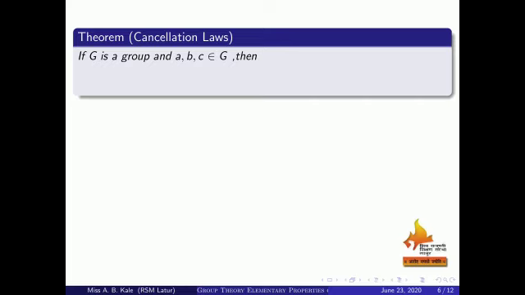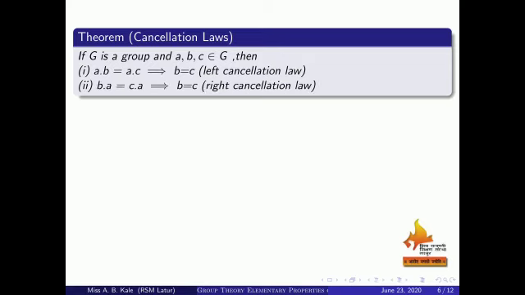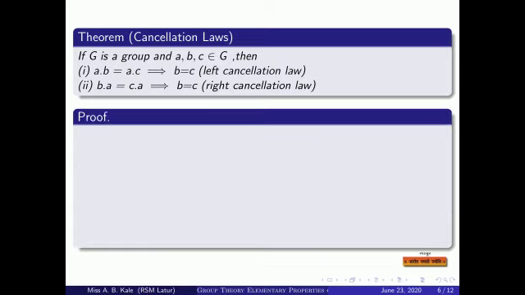Next theorem, cancellation laws. If G is a group and A, B, C are elements of G, then AB is equal to AC implies B is equal to C. This is called the left cancellation law. Second, B dot A is equal to C dot A implies B is equal to C. This is the right cancellation law. Let us see a proof.